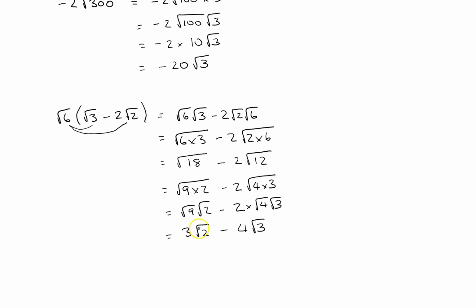Now we've got a square root of 2 here and a square root of 3 there. They are not like terms. So we cannot combine those two together. They have to remain separate, and that's as far as this solution can go.